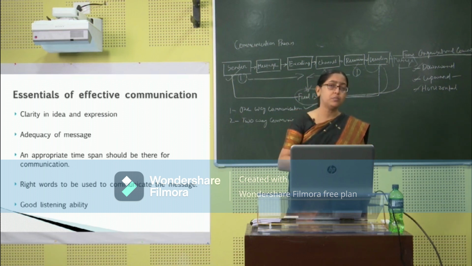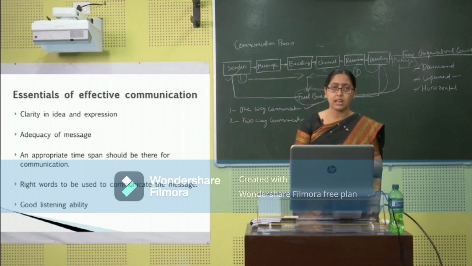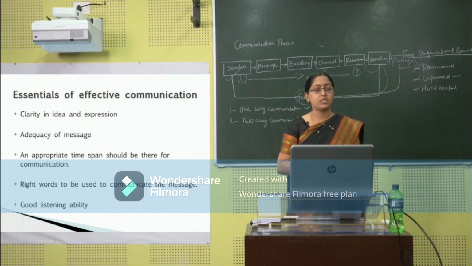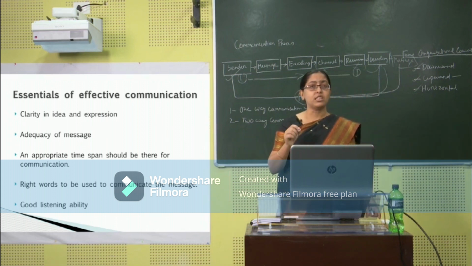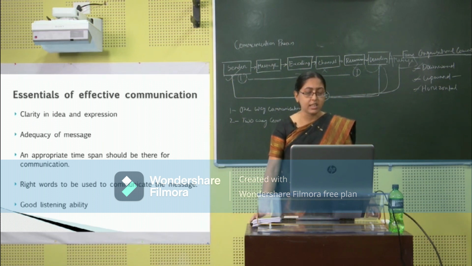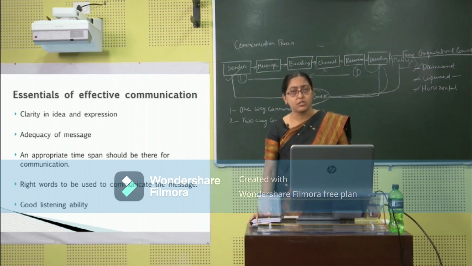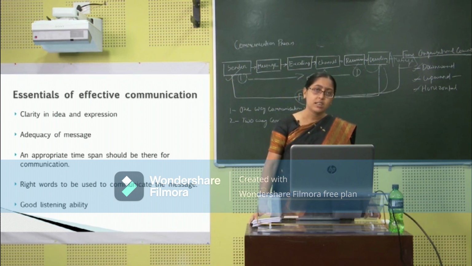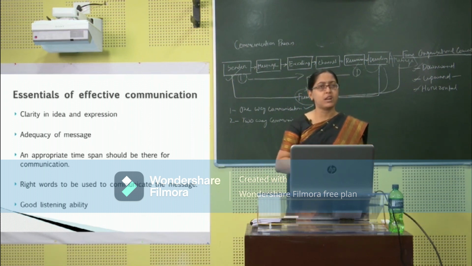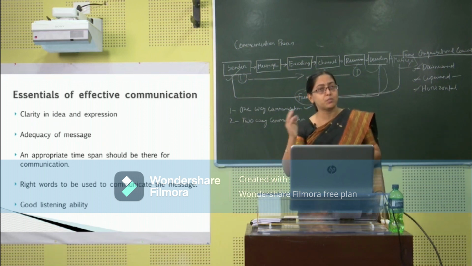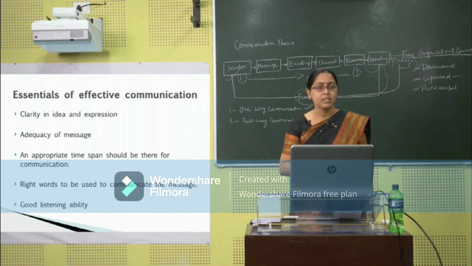You have to depend on certain factors which will help you send the message in the right direction. So, let us understand the essentials of the effective communication process. First of all, the sender must have clarity in idea and expression. When someone wants to send a message, he must have a clear-cut idea. He must be thorough about what he wants to say, whom he is going to speak to, and what content he has to pass on to the other person.